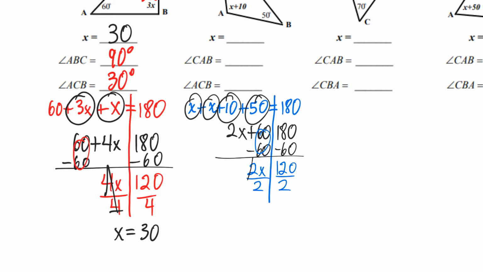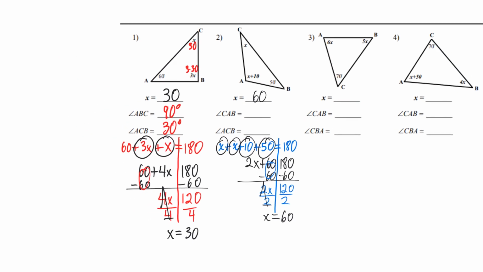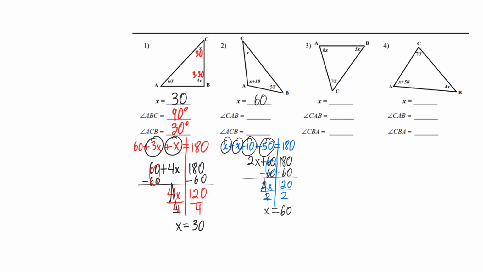Divide by 2. X equals 60. And if I take 60 and plug it in up here, let's talk about this one. If I plug in 60 here, what's 60 plus 10? 70. So CAB, that's this one, so that's 70. And then if I plug in 60 right here, it's just 60.